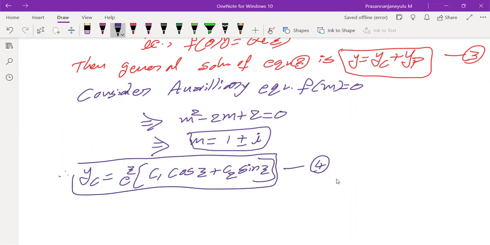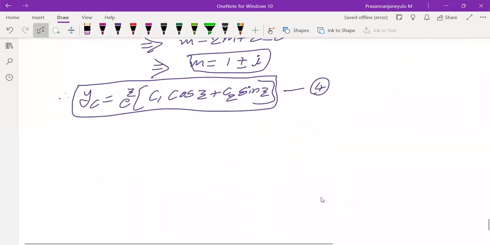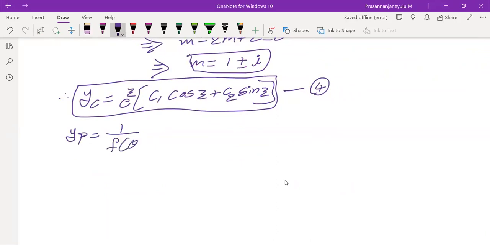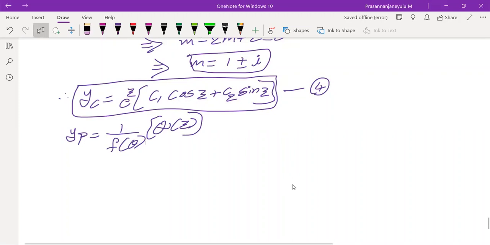Now we have to go for the next step, yp. Finding yp. What is the yp process? 1 by f of theta of q of z. So now you can understand why I am writing in each and every problem this way. Like in the previous cases, I have written yp is equals to 1 by f of d of q of x. Why I have written there? Because of this case. Here you are not getting d and x, we are getting theta and z. So the denominator will be theta square minus 2 theta plus 2 of q of z.